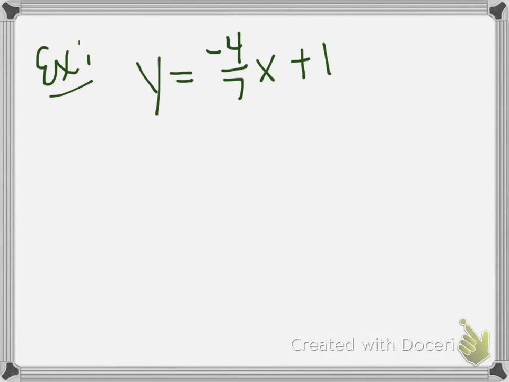Okay, I've got one more example. This one has a fraction. Same process, we're going to take the x and the y and switch them. Now I want to get y by itself again, so I'm going to subtract the 1 from both sides.